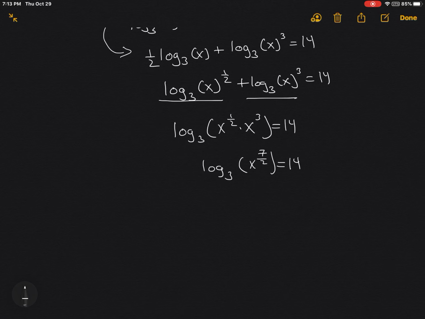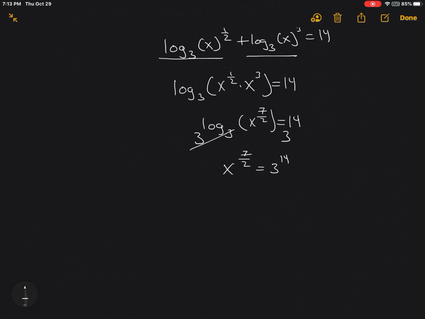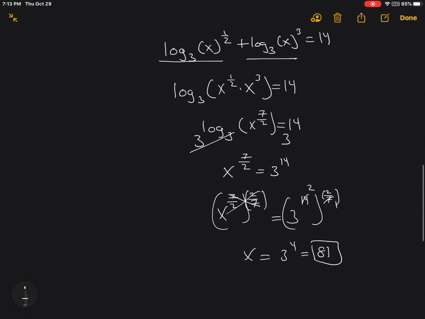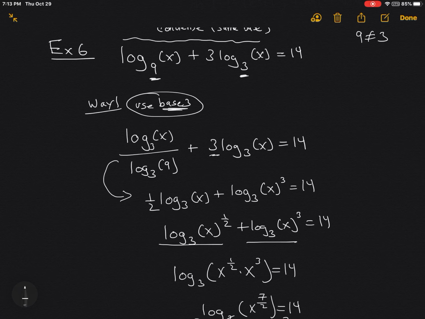All right, we're almost done. Now we can use our inverse property, right? Exponentiate both sides by base 3. After all that work, you're almost done. 3 to the 14th is a big number. You have to know how to solve an equation with rational exponents. Exponentiate both sides by 2/7. Okay, 2/7, so that's going to cancel. This becomes a 1. This becomes a 2. You have 3 to the 4th, which is 81. Make sure this checks into the original.